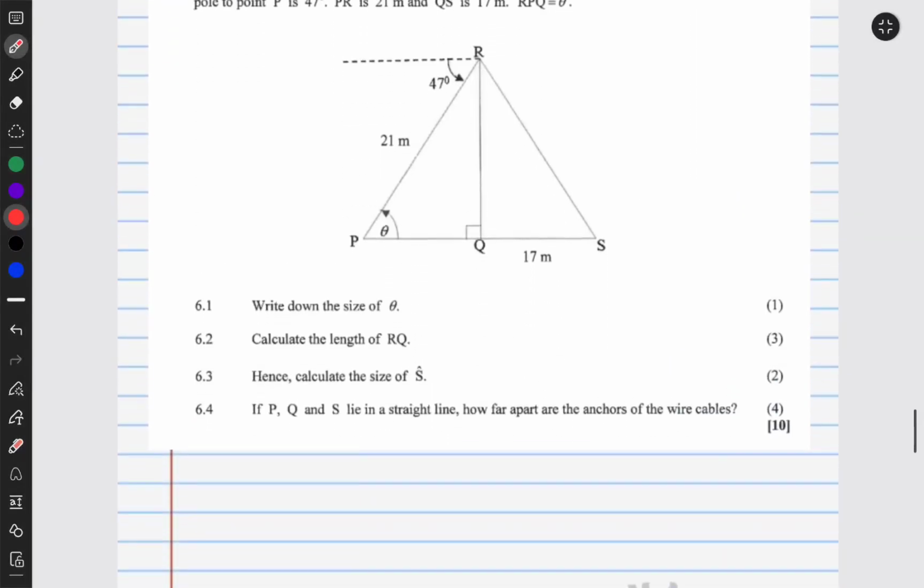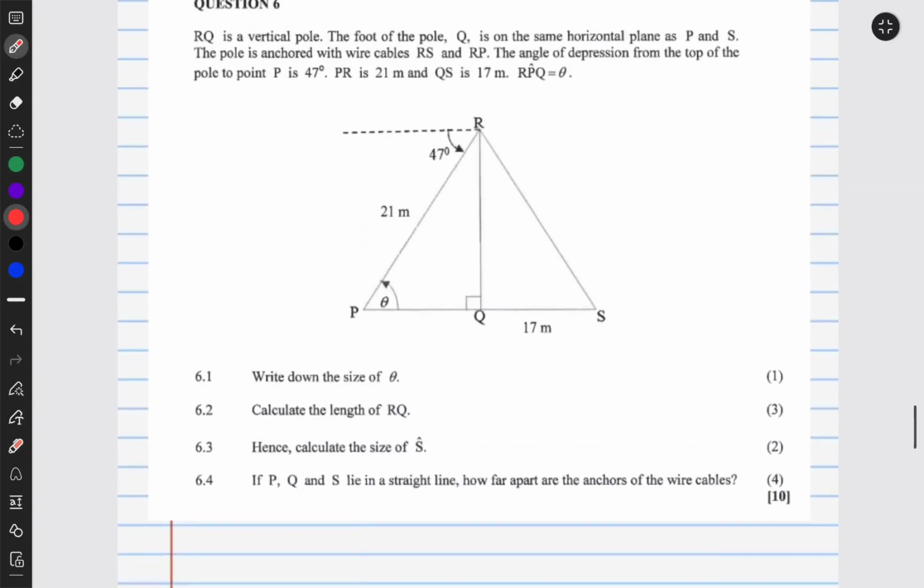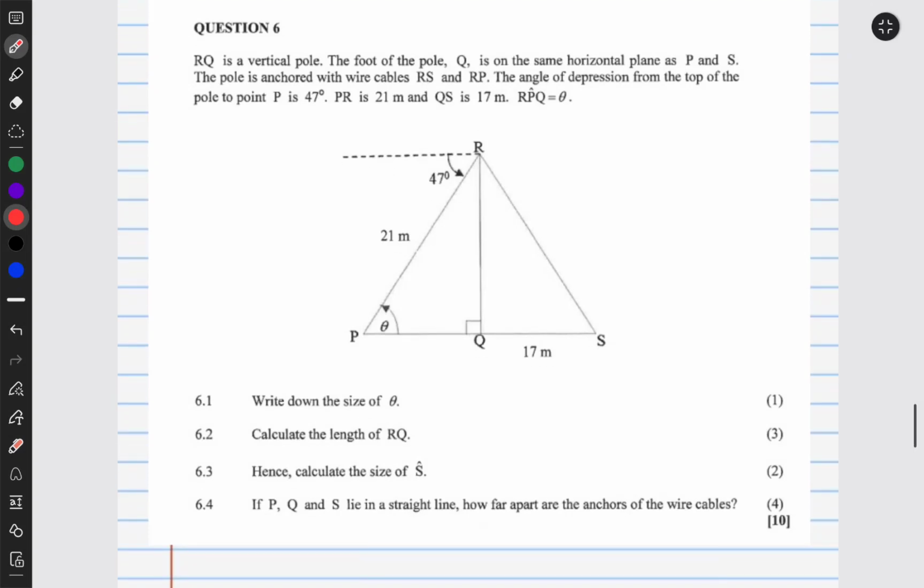Let's go ahead and do question 6. Okay, for question 6, RQ is a vertical pole. The foot of the pole, Q, is on the same horizontal plane as P. The pole is anchored with the wire cables RS and RP, and the angle of depression from the top of the pole to point P is 47 degrees.